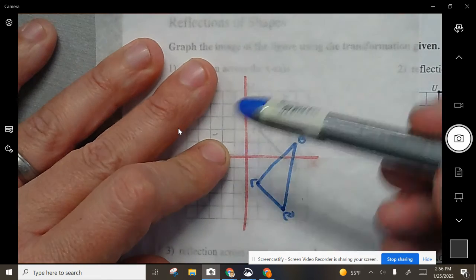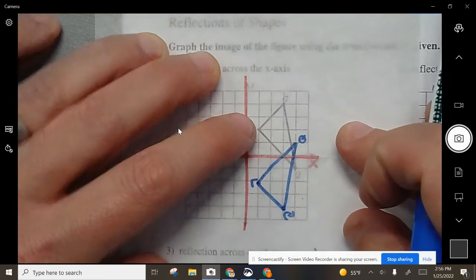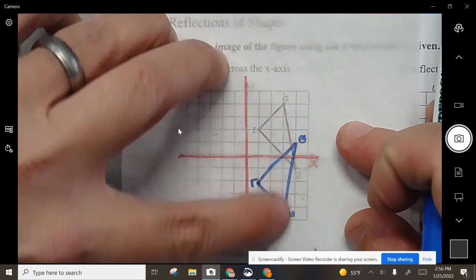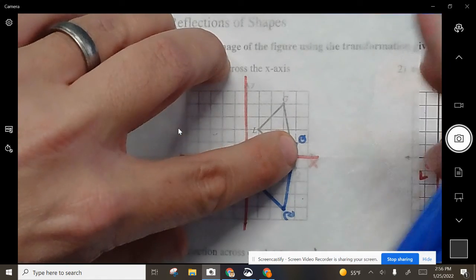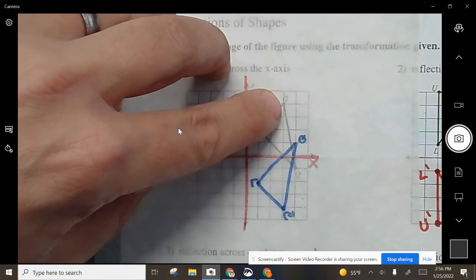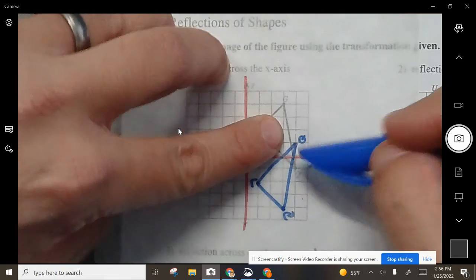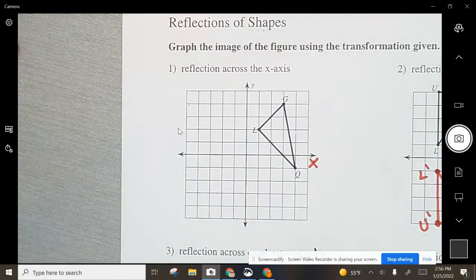So this one makes sense. The L makes sense, in my opinion. These two make sense to me. But this Q part is kind of tough to look at and see what's going on here. It looks almost like a butterfly or something, wings. So let's go ahead and tackle this with our coordinates.